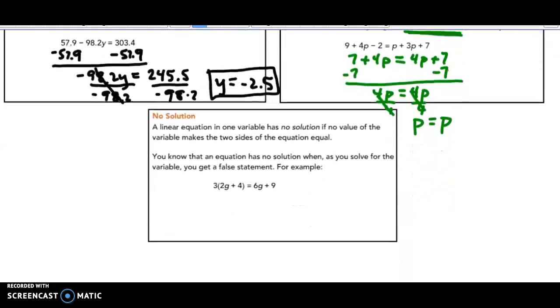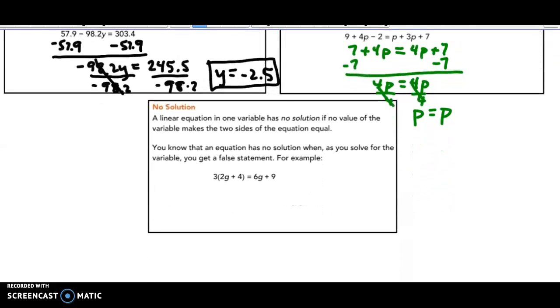And our last scenario then is when you have no solution. So this means there's no number that I can substitute for g that will ever balance this equation and make a true statement. So let's go ahead and solve this, and I'll show you what that looks like. So first I'm going to use the distributive property to simplify the left side. So this becomes 6g plus 12. And on the right side, I don't have anything to simplify.